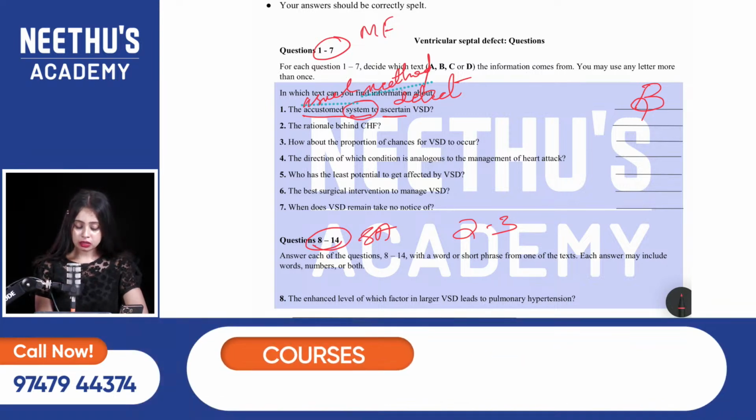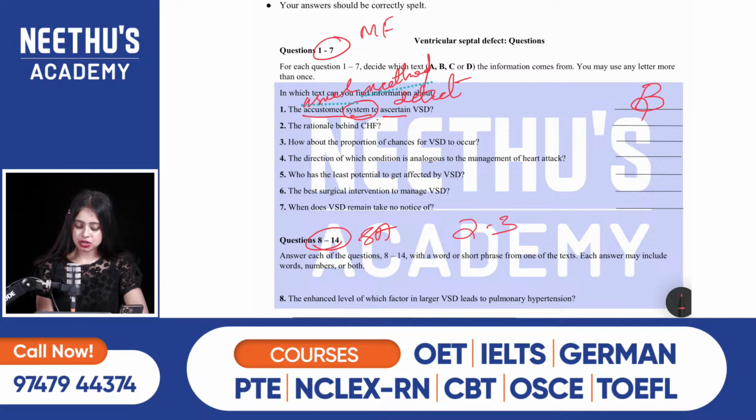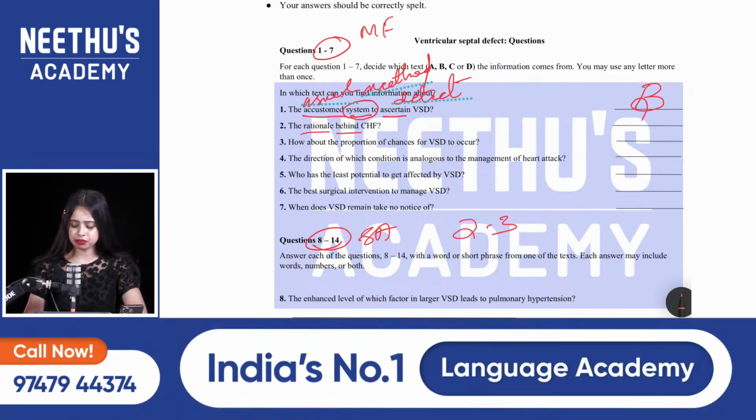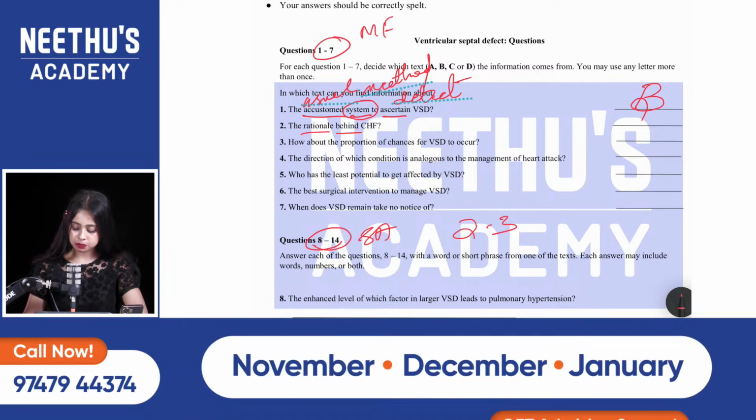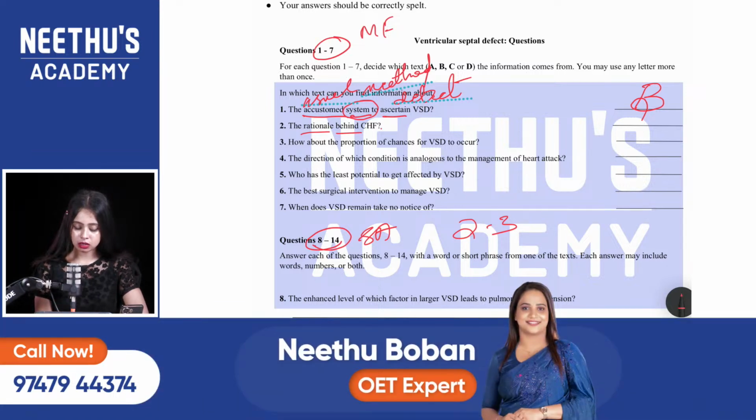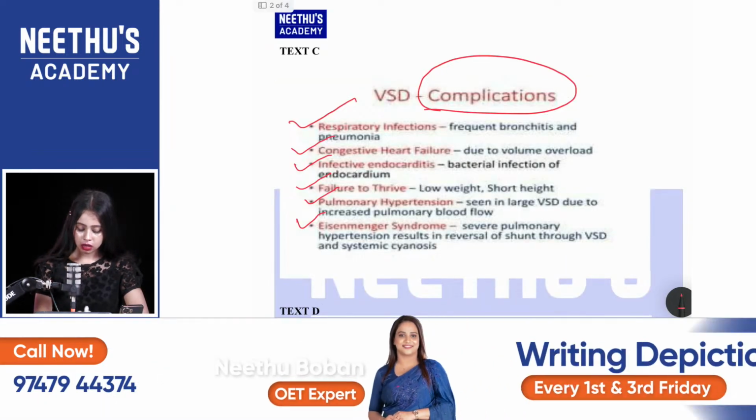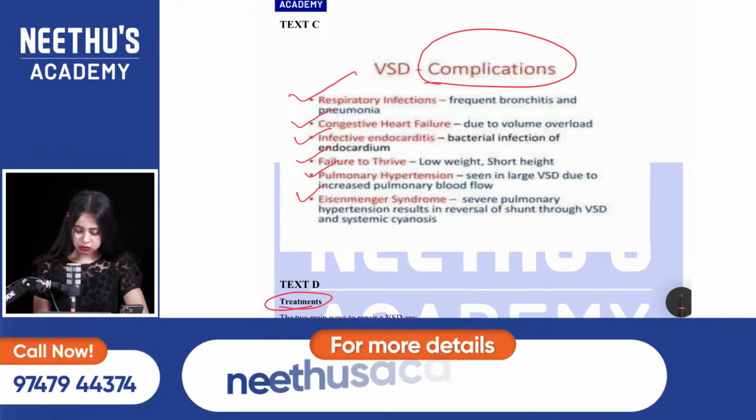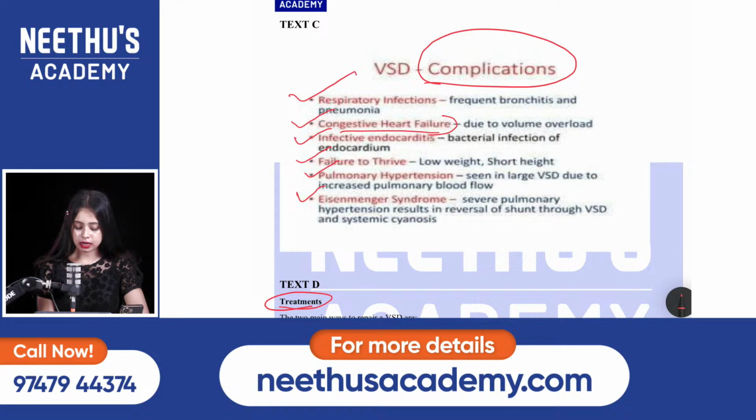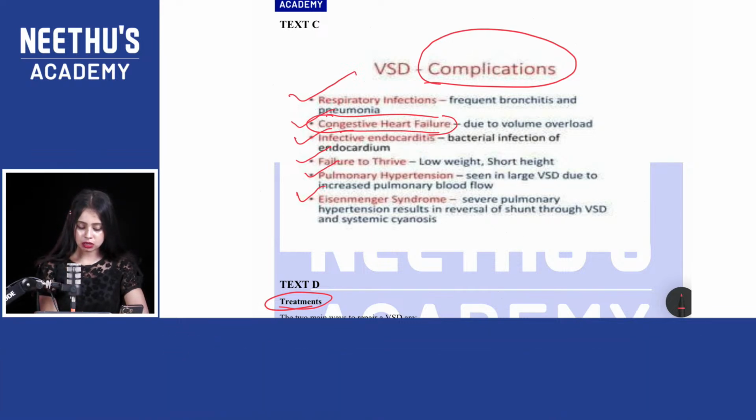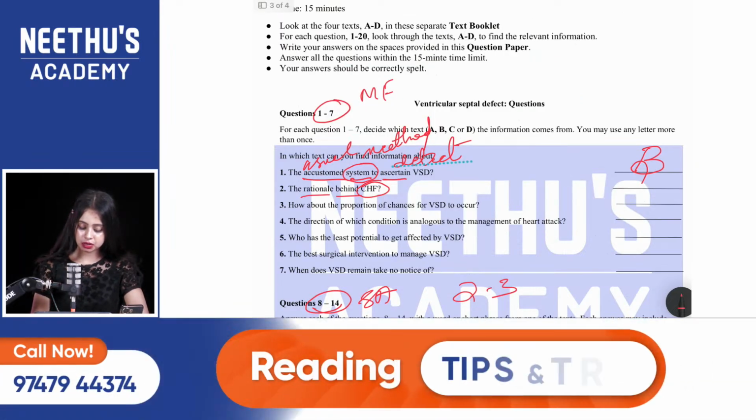Second one, the rationale behind CHF. What is the full form of CHF? I think congestive heart failure. That's called CHF, yes. And CHF is mentioned somewhere here, I've seen it. Yes, congestive heart failure, due to volume overload. So where is it mentioned, the second question? It is mentioned in text C. What was the question?